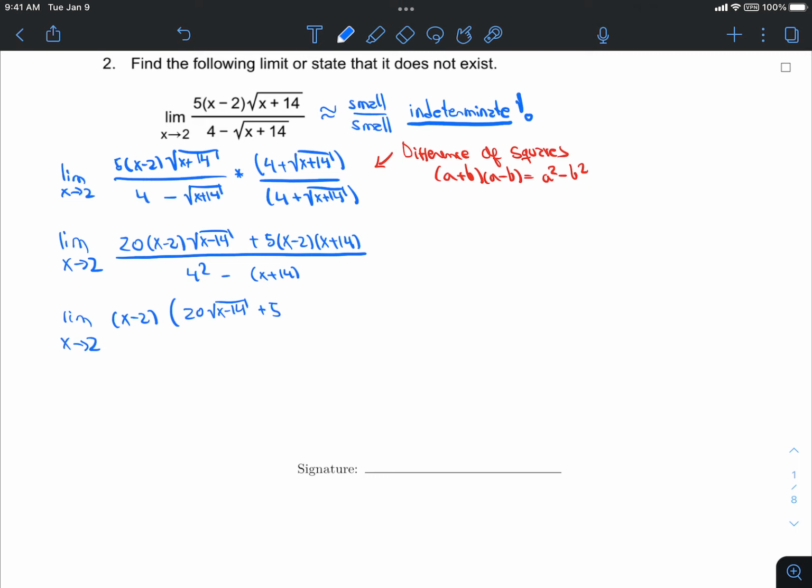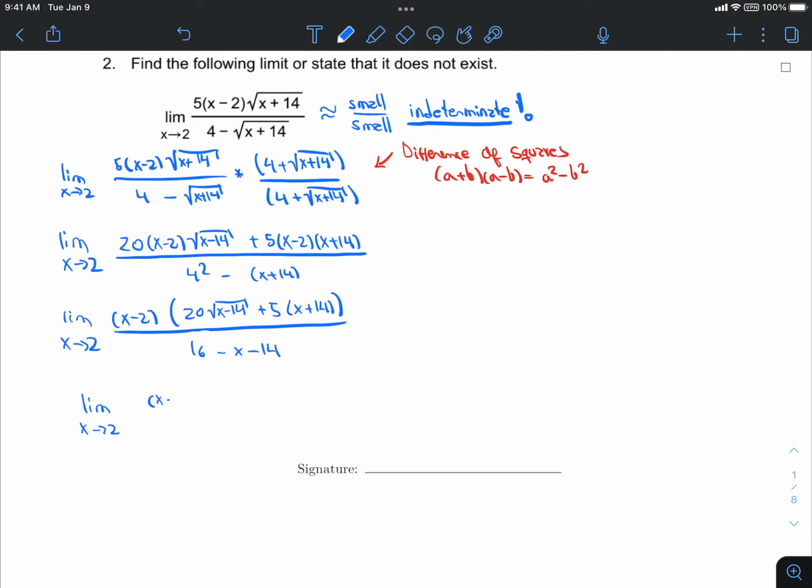So x minus 2 factors out into a 20, root x plus 14, and then a 5 times x plus 14. At the bottom will be 16 minus x plus 14. Note that this is going to be, let me check that, 16 minus x minus 14, right? Because I have to distribute this minus over. 16 minus x minus 14, so that's minus x plus 2.